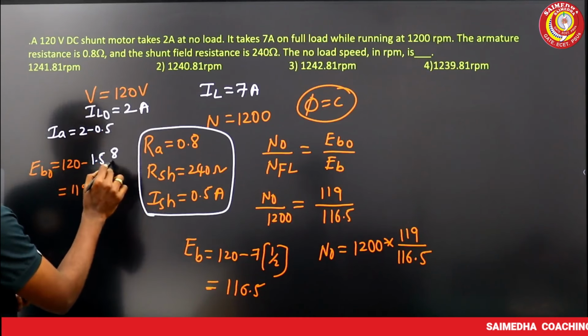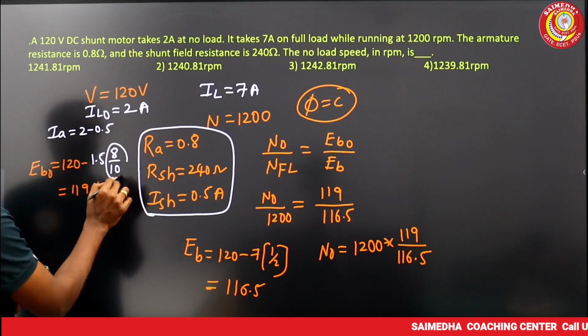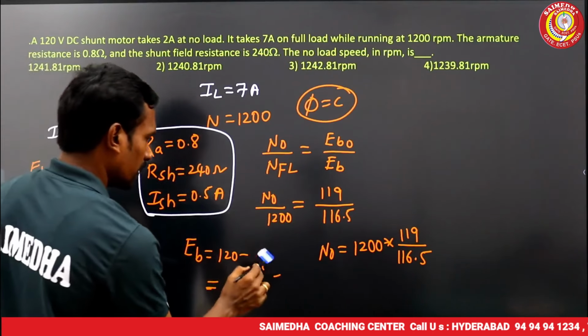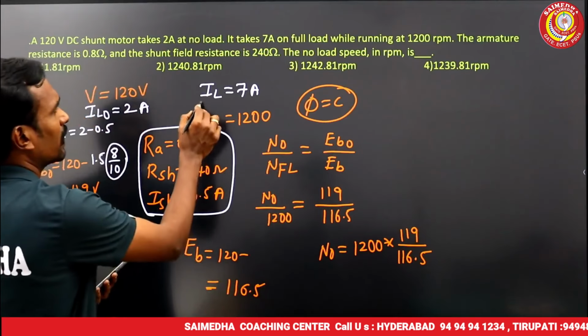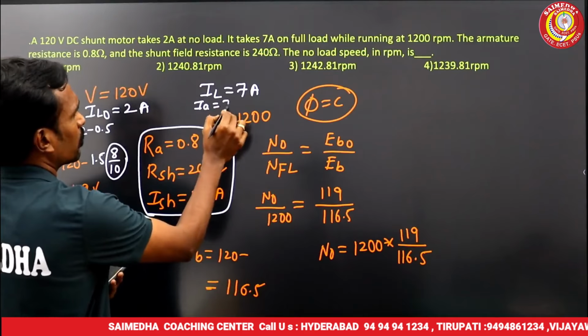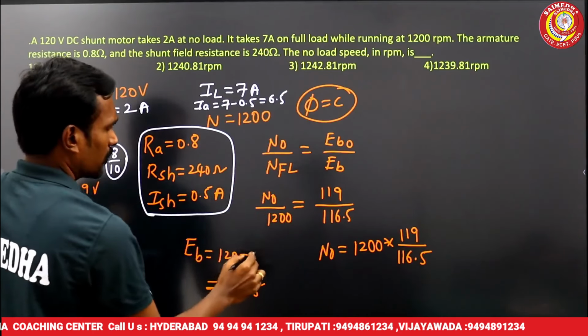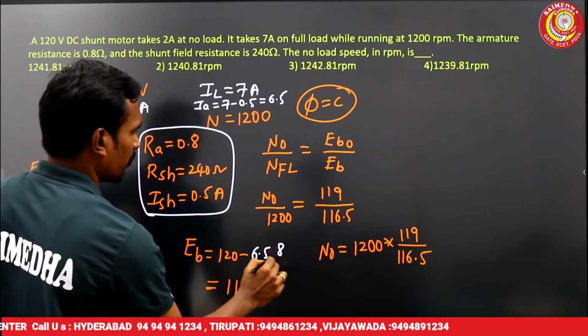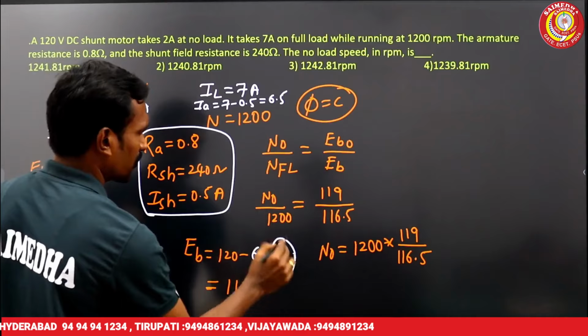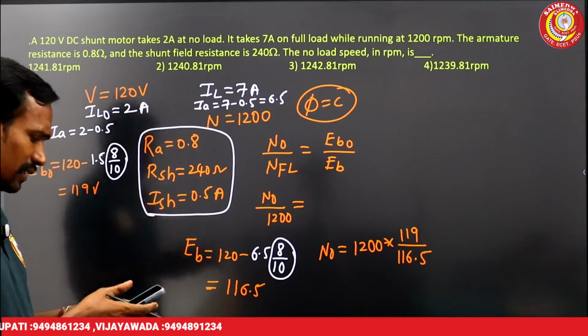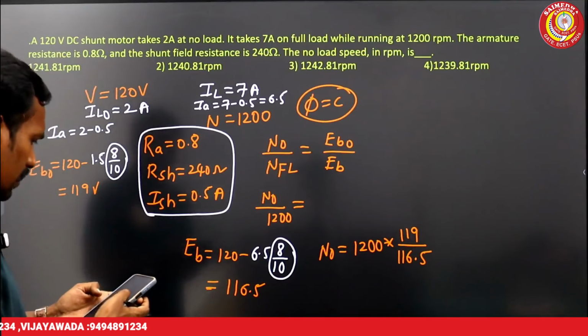RA is 0.8. Sorry, I made a small mistake. RA is 0.5. And here also, what is the armature current? The armature current is 7 minus 0.5, which is 6.5. Is it 6.5 into 0.8? Yeah, this is a small mistake here. Now let's calculate.